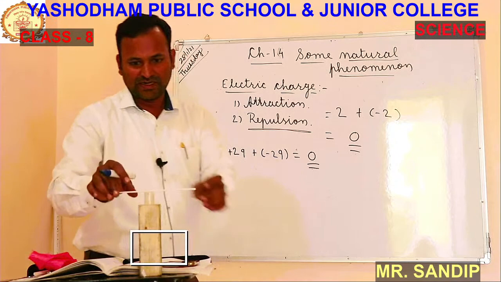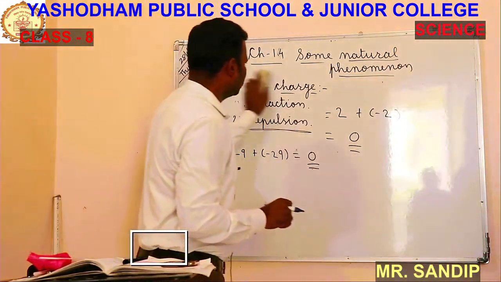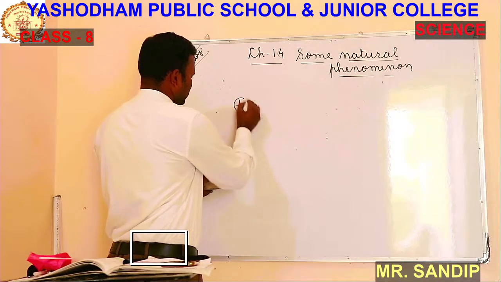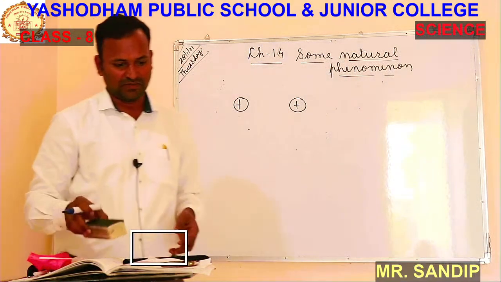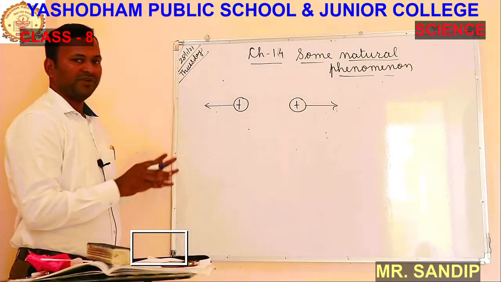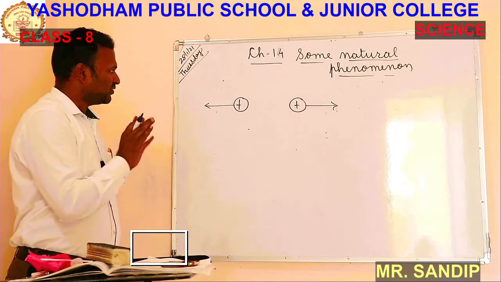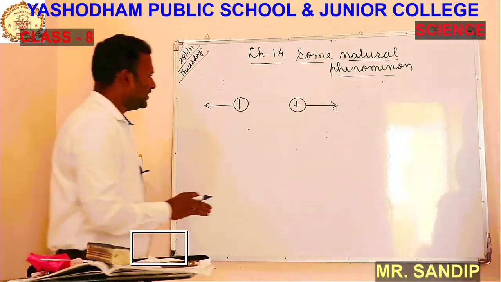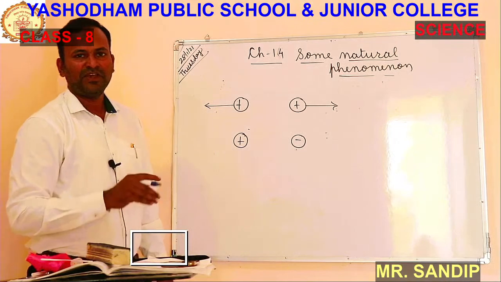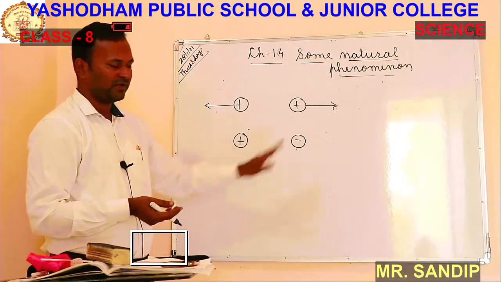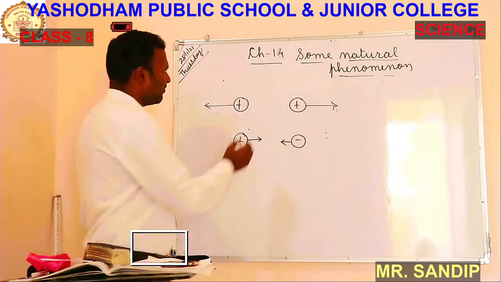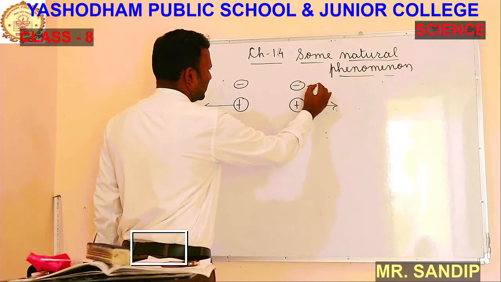With that he said, if we take two positive charges, then there will be repulsion. If we take two positive objects, we observe they repel each other, meaning they will move away from each other. Whenever we observe repulsion between two objects, it means there is a presence of positive charge on both objects. And if we observe attraction, then there will be opposite charges, one positive and the other negative, and they will come closer. We can take positive positive, or negative negative also, and they will get repelled.